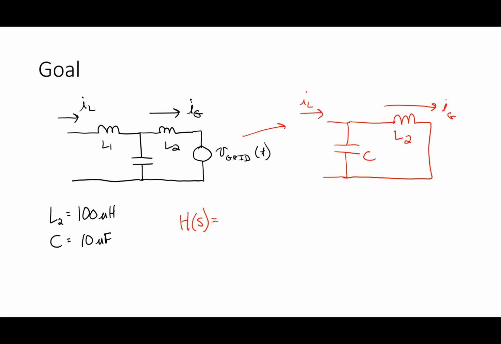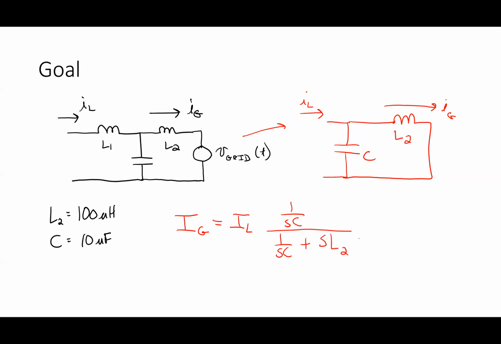Current divider, okay? I do a current divider relationship. So we'll say it like this. I would say my input is I sub L, so I sub G, if I do my current divider relationship, is going to be I sub L times the voltage across them, divided by the impedance in that branch. I know you guys sort of know that becomes 1 over SC divided by 1 over SC plus SL2.